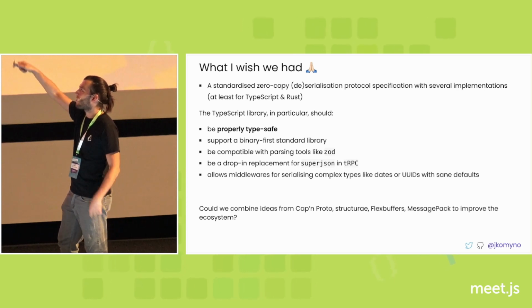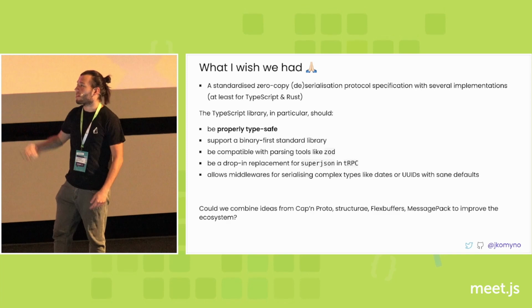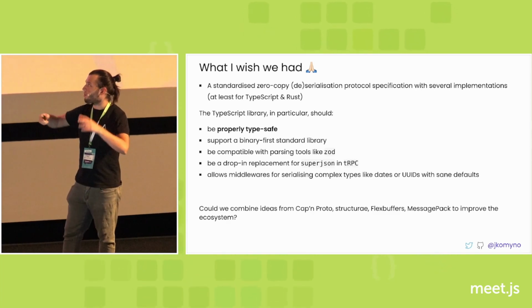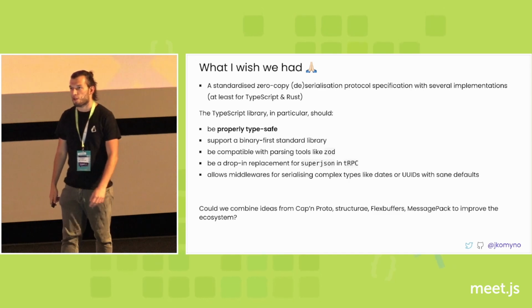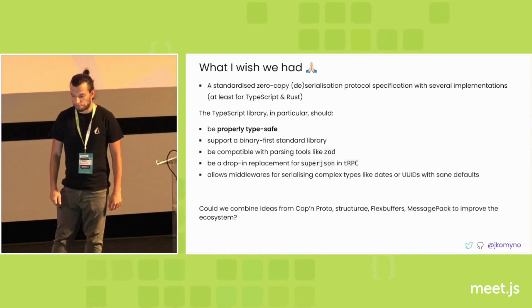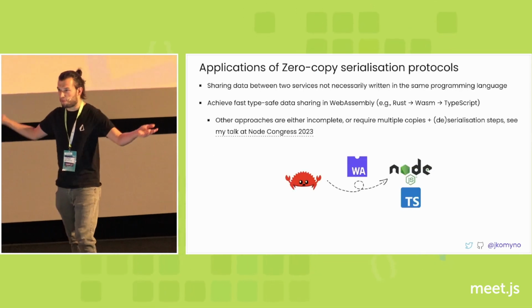I would like something that is a drop-in replacement for JSON and SuperJSON in tRPC, but still allows us to parse things like Zod. And also allows us to decide how we want to serialize some complex data that are still very useful in our everyday tasks. So if any of you would like to contribute to that, please reach out.